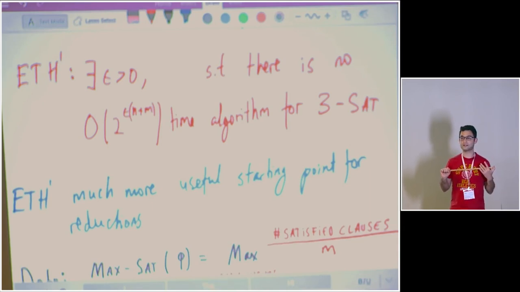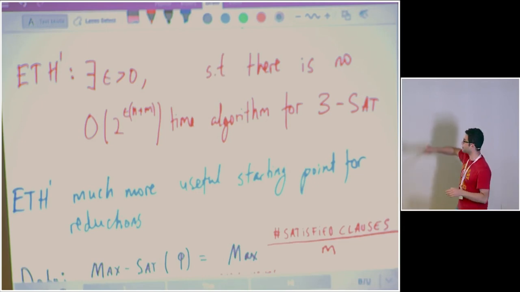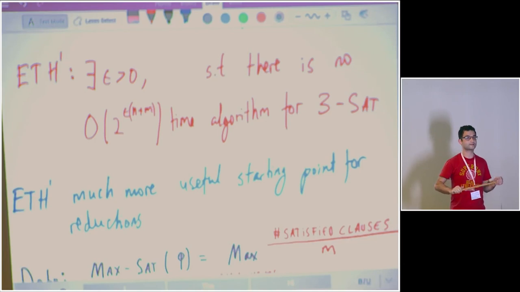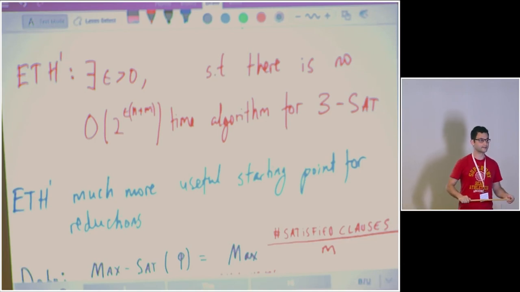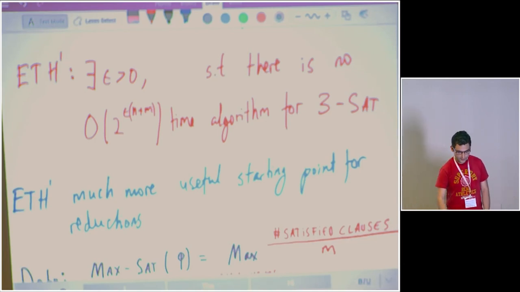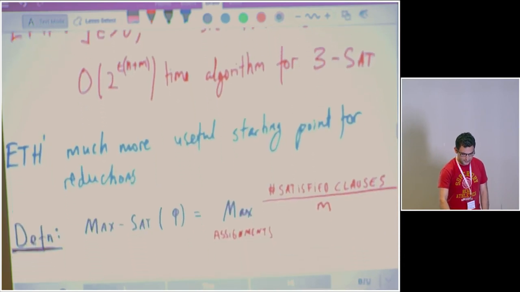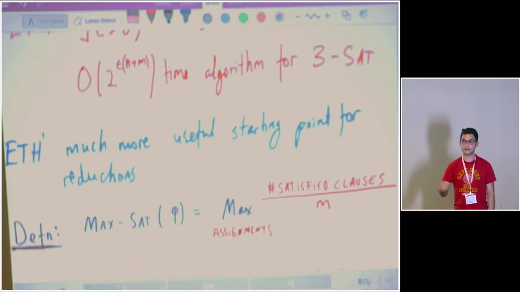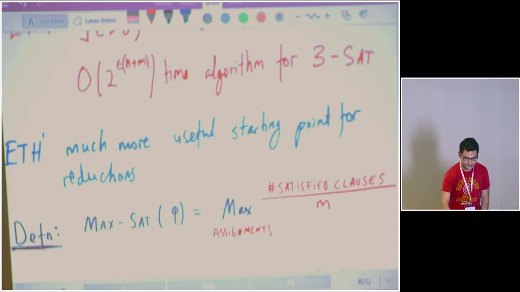Another way to put ETH prime is to say that even for 3-SAT instances where every variable appears in a constant number of clauses, for some constant, there is no 2 to the epsilon n algorithm. This doesn't immediately follow from what I wrote on the board, but the Specification Lemma actually proves that. Okay, so now let's define gap ETH, which is related to the ETH.